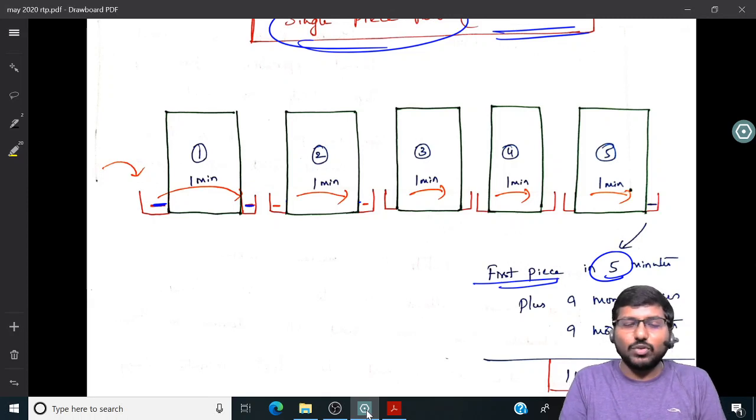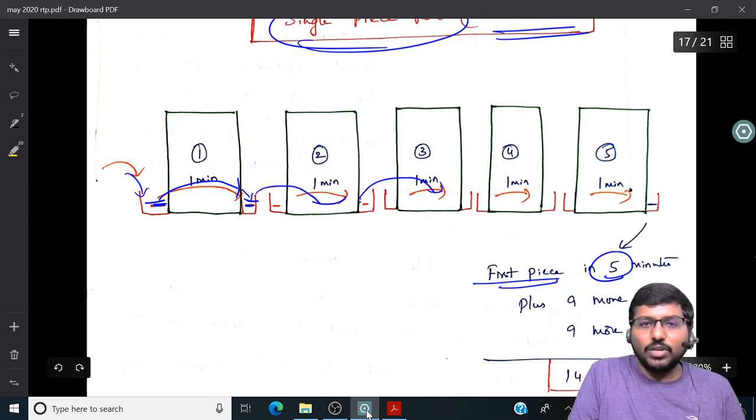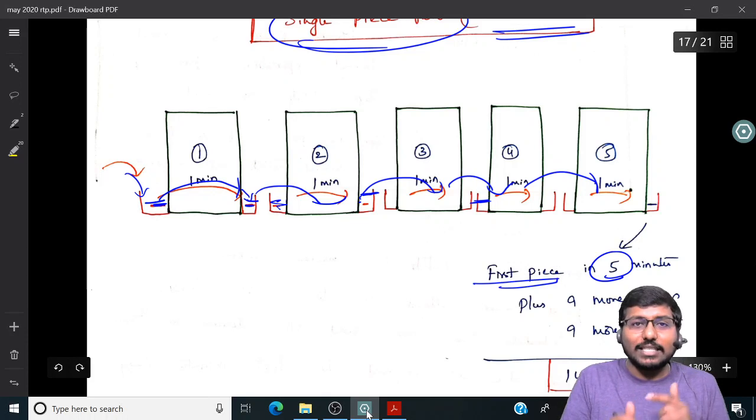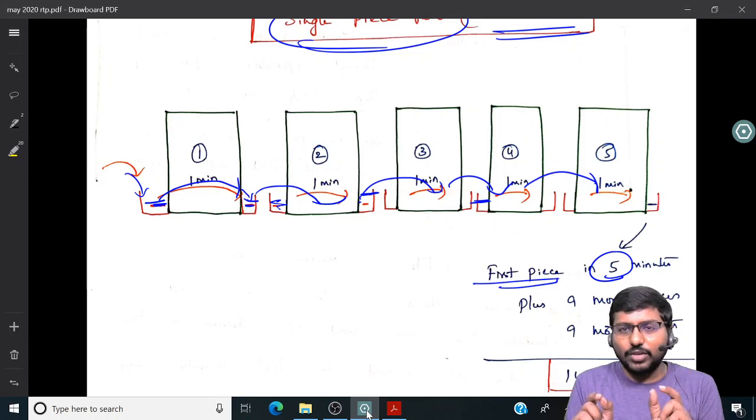I cannot show graphics over here. Just try to imagine. One unit goes from here to here, another unit comes here. This goes from here to here, another unit comes here. This goes from here to here, another unit comes here. So it goes like a chain reaction. Imagine, chain reaction. Okay. First step to another step, one unit. Got it? Here another unit will come.